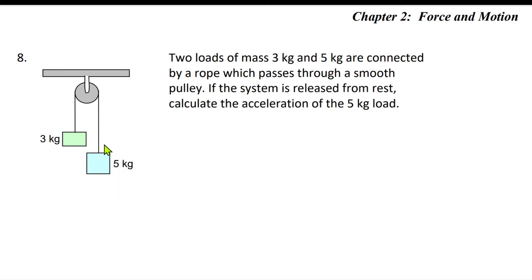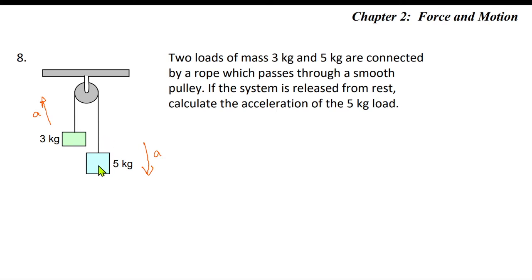This part here is heavier, so definitely it will be moving down, and this will be moving up. Okay, and the acceleration must be the same. Why must they be the same? Because it is one rope, tali yang sama. So the tension in the rope is also the same. Alright, so how do we go about solving this problem?